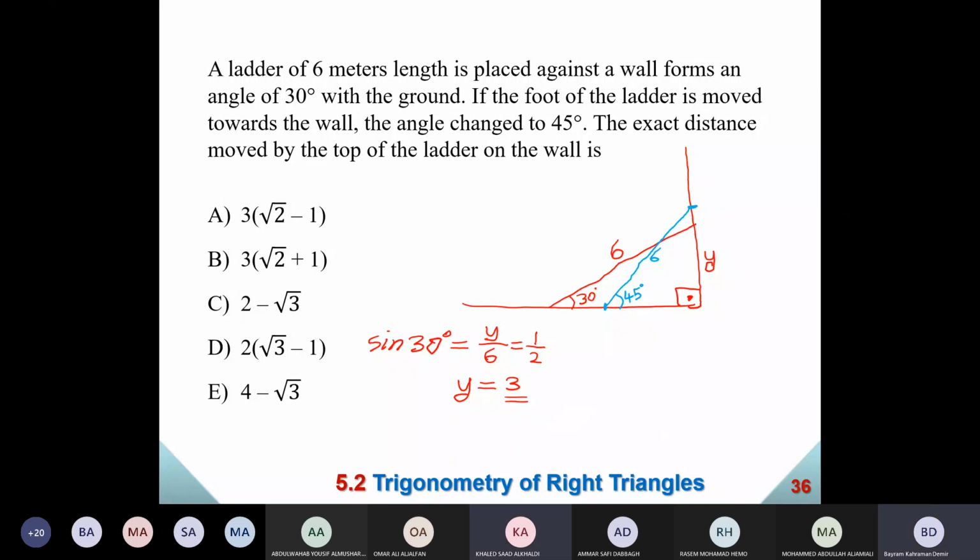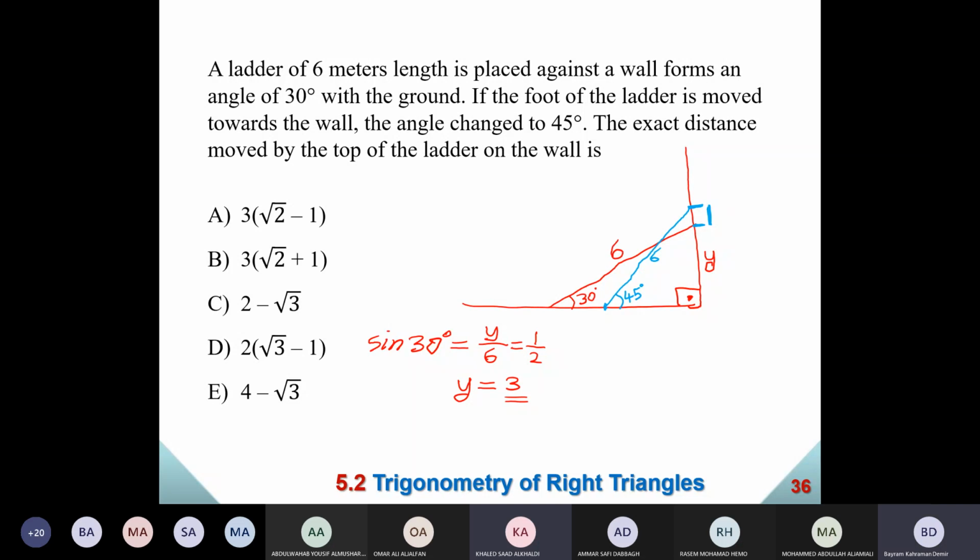So here is the question. They say the exact distance moved by the top of the ladder. Meaning the ladder moved from the first position to the second position. So what is this difference? You know? Yes, we find it and subtract 3 from it.